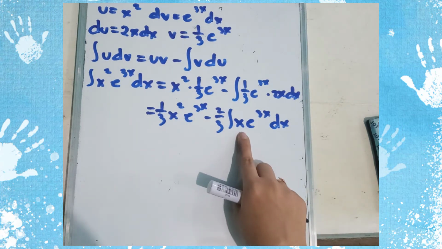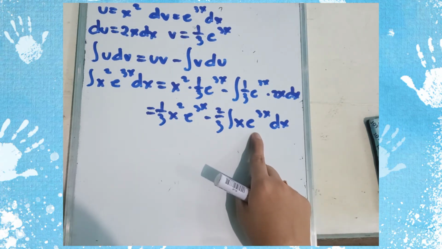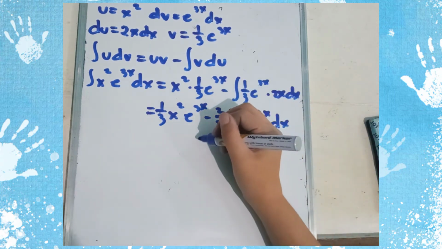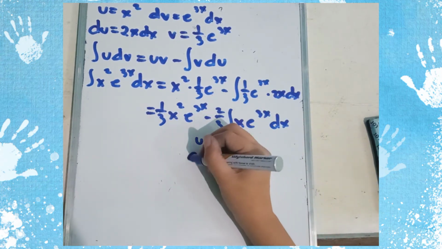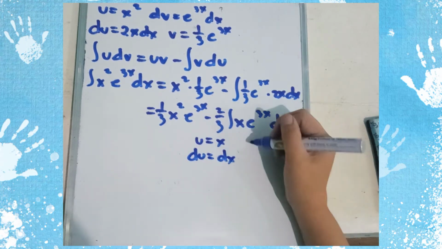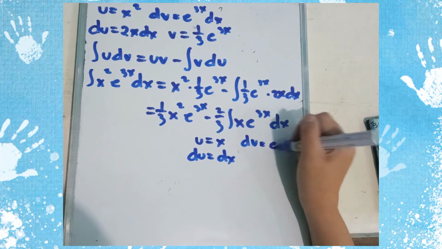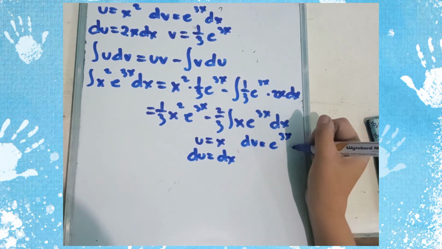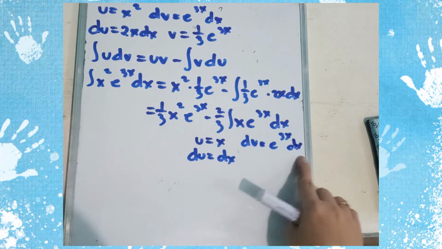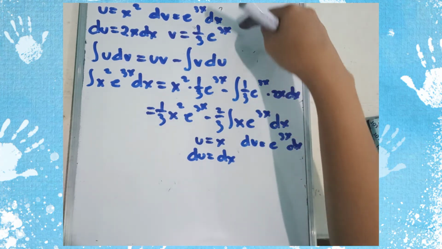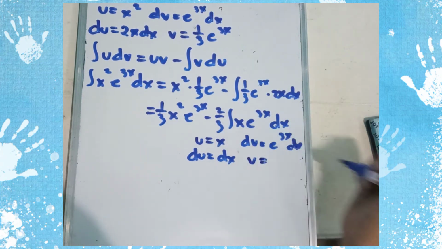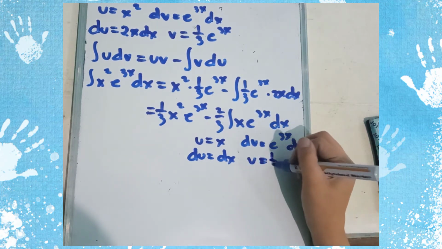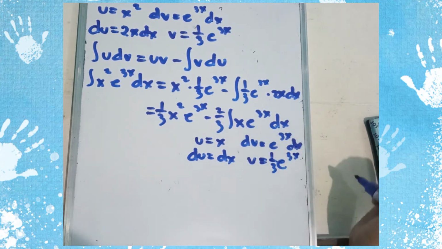So x is algebraic, e to the power of 3x is exponential. So algebraic comes first before exponential. So we let u be x, then du is simply dx, dv is e to the power of 3x dx. And earlier we have already solved for the integral of e to the power of 3x dx, so let's not solve for that once again since we already know the value. That's 1/3 e to the power of 3x.